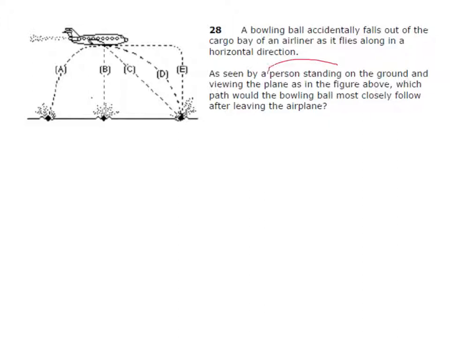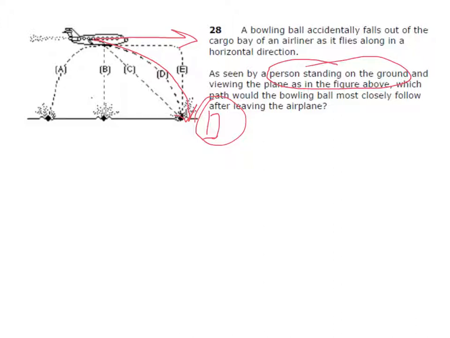Remember, this is kind of a perspective question. The person is on the ground, so what they're going to see is the plane moving in a straight line, and the ball will exit the plane and will continue along a parabolic path just like any projectile. So it's going to follow the direction D here. It's simple projectile motion. It has an initial velocity of the plane, and it will fall based on however high the plane is.